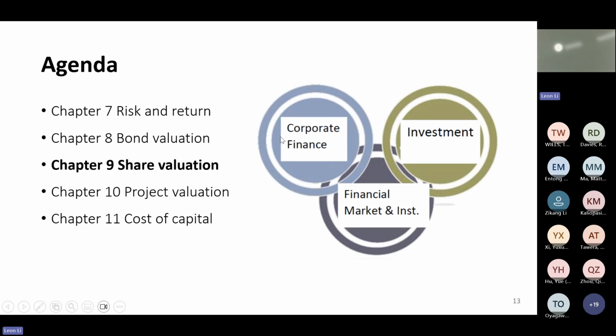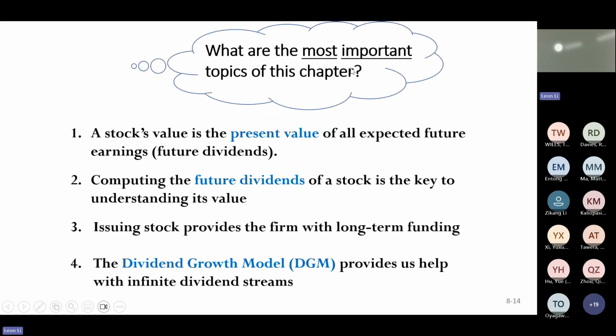Now we'd like to go to chapter 9. Please note I will go through the concepts very quickly. It's a review, but I will give you some detailed explanation for some key concepts. For example, the long answer question. Share valuation, chapter 9. So the most important topic of this chapter: a stock value is the present value of future earnings for stock. That is the dividend, future dividend.